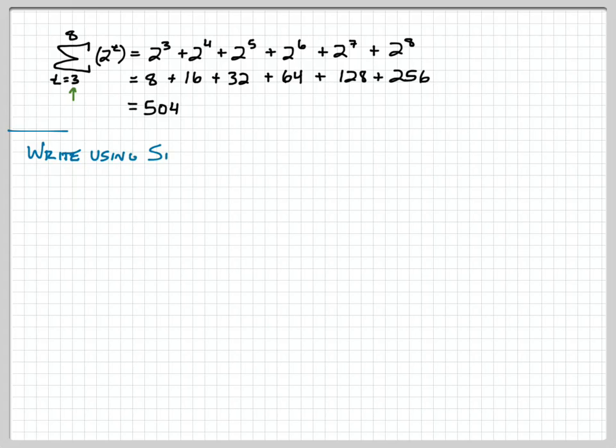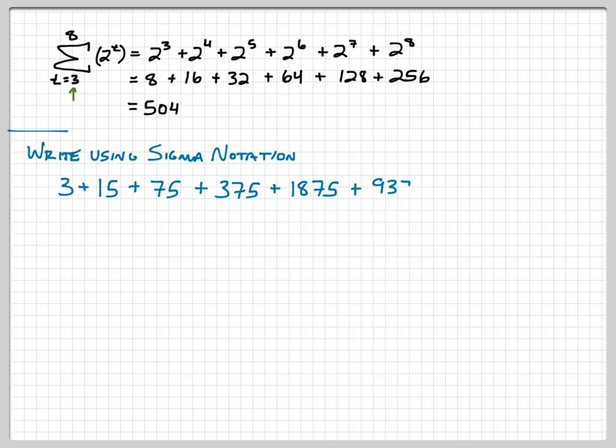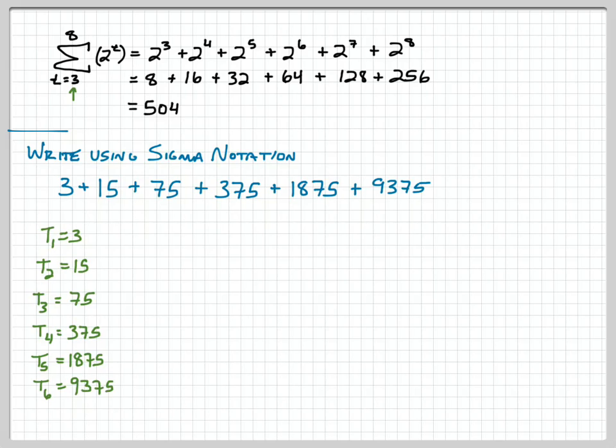So what we're going to do is write the summation using sigma notation for 3 plus 15 plus 75 plus 375 plus 1875 plus 9375. Before we can get right to the sigma notation, we have to break this down a little bit. What I like to do is list out all of my terms. So I'll say term 1 is 3, term 2 is 15, term 3 is 75, term 4 is 375, term 5 is 1,875, and term 6 is 9375.